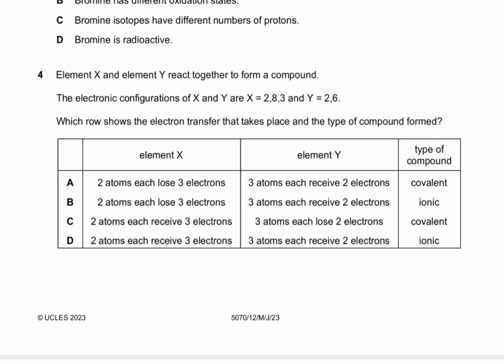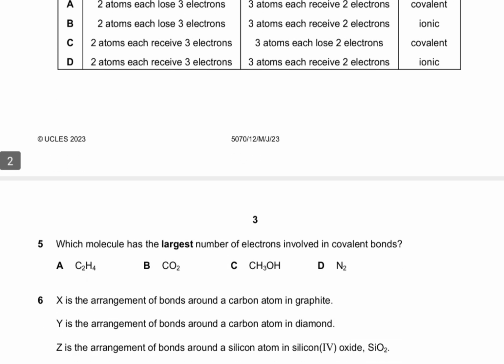You just cross these two values and write them as subscripts, so the formula becomes X2Y3. Because they are gaining and losing electrons, it forms an ionic compound. So option B is the correct one, because two atoms each lose 3 electrons in the case of X, and in the case of Y, 3 atoms each receive 2 electrons and they form an ionic compound. So option B is the correct one.